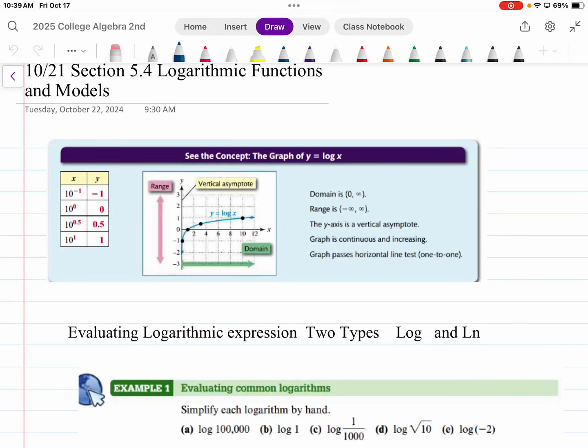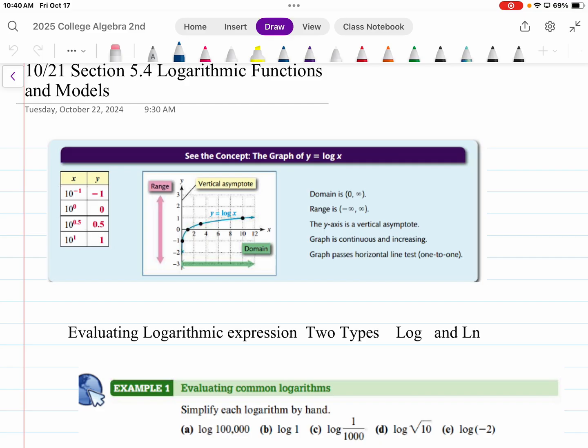Okay, so as we look at section 5.4, logarithmic functions and models, first off, we have the graph of a logarithmic function, and mainly the graph of log x up here on the screen. Just to show you that it does not take up the whole entire coordinate plane. It is mainly graphed when x is a positive number, and that's because we're not allowed to take the log of a negative number. We can't even take the log of 0.